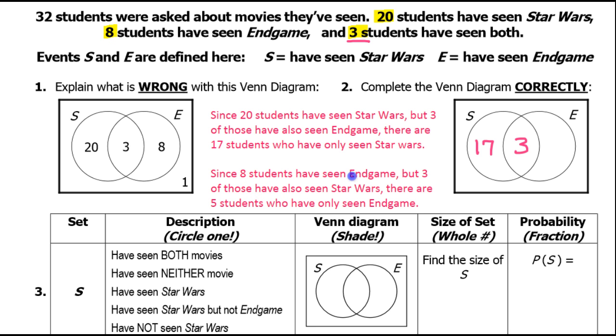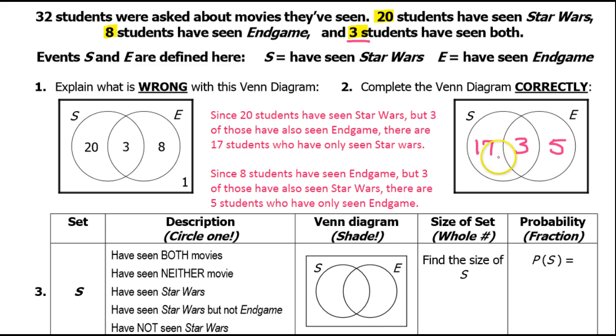Similarly, since 8 students have seen Endgame, but 3 of those have also seen Star Wars, that leaves 5 students who have only seen Endgame. So there should be 5 in this part of the Venn diagram, because that leaves a total of 8 for Endgame. Now, we also need to include a number on the outside here representing the number of students surveyed who have seen neither movie.